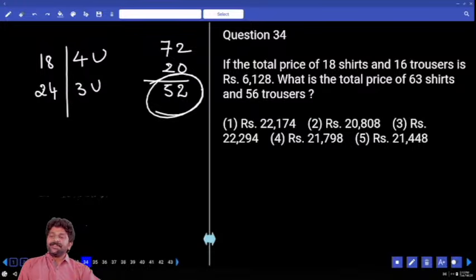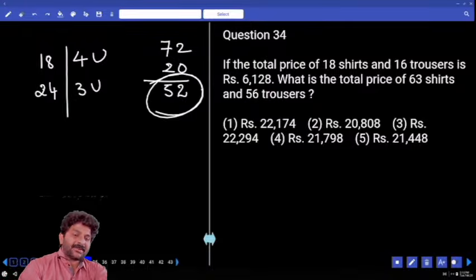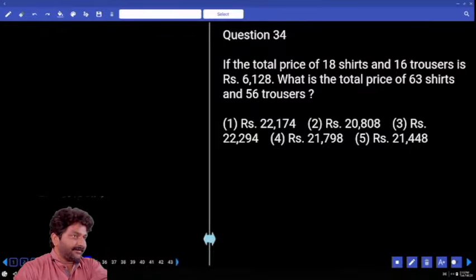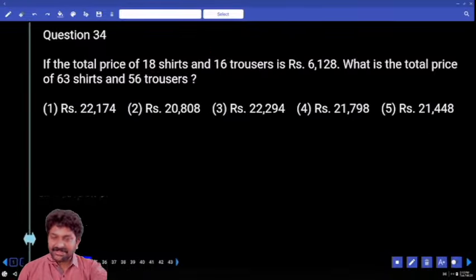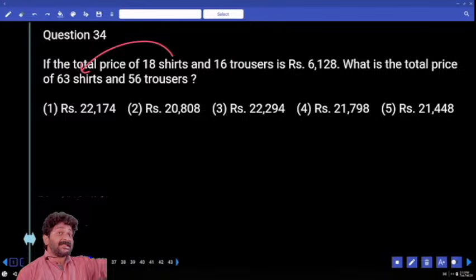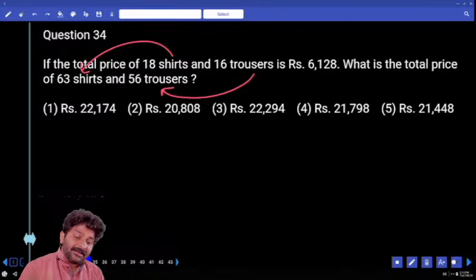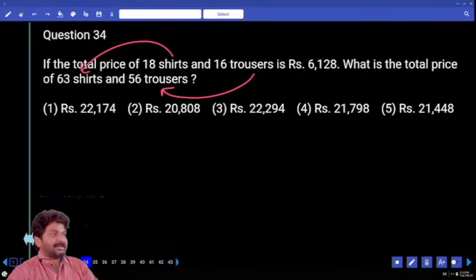If the total price of 18 shirts and 16 trousers is 6128, what is the total price of 63 shirts and then 56 trousers? Sometimes we will get the answer. Sometimes answer cannot be determined. If number of shirts, in the initial case, how many shirts are there? And now we were asked to calculate. So what is the proportionality of increase happened here? If the same is there for trousers, then we can answer the question. That means if shirts becomes twice and trousers also becomes twice, answer also twice.